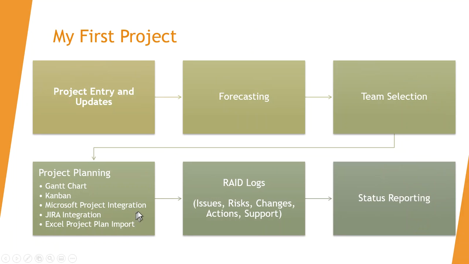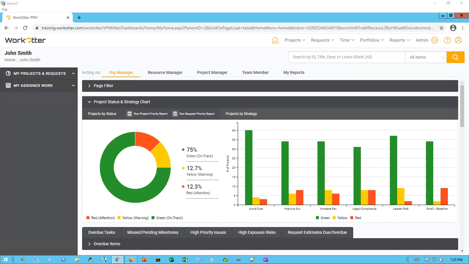JIRA is a very popular tool that supports agile methodologies, and WorkOtter has a deep and rich two-way integration into JIRA so that the project portfolio management and resource management features of WorkOtter work seamlessly in concert with your JIRA projects that can be synced in a bidirectional manner. Let's go through it now so you can see how WorkOtter and JIRA work together.